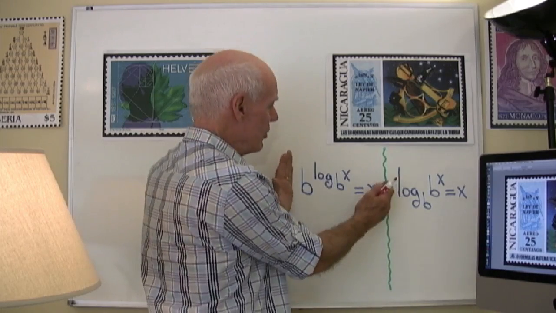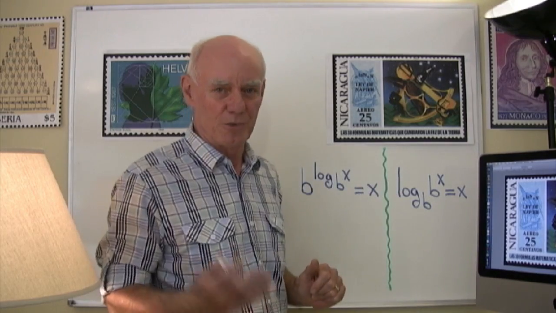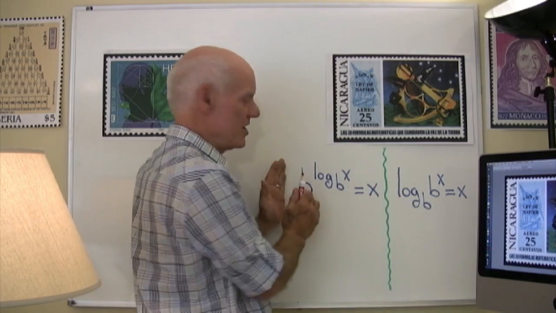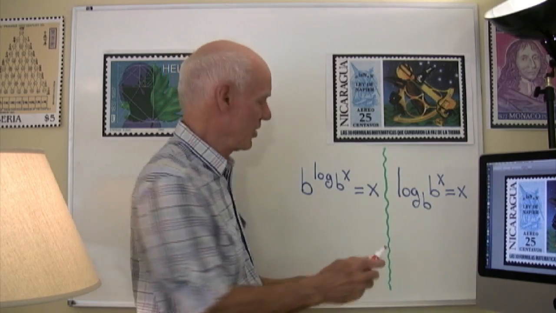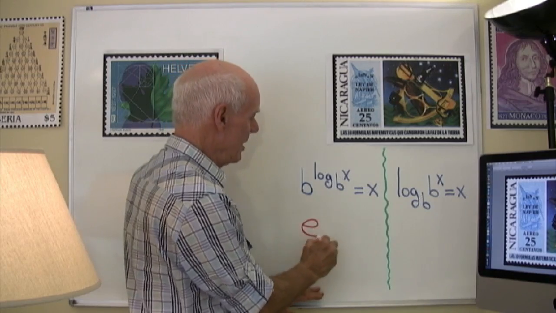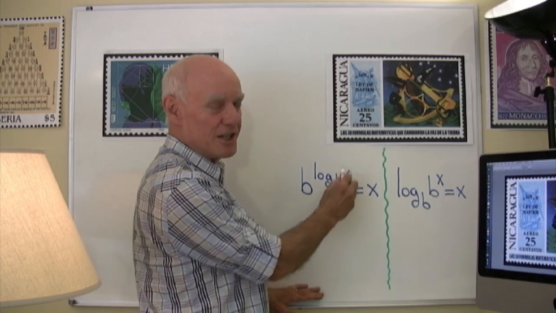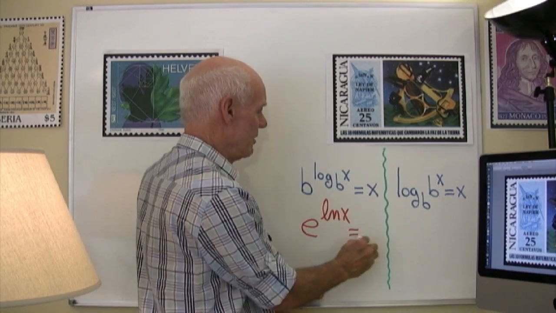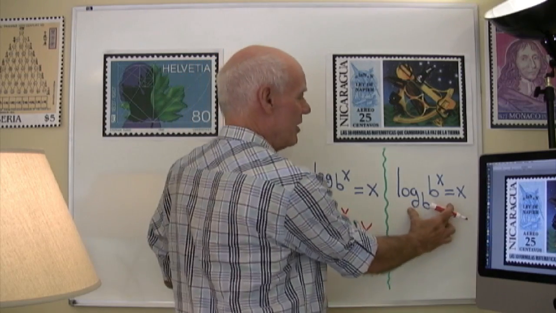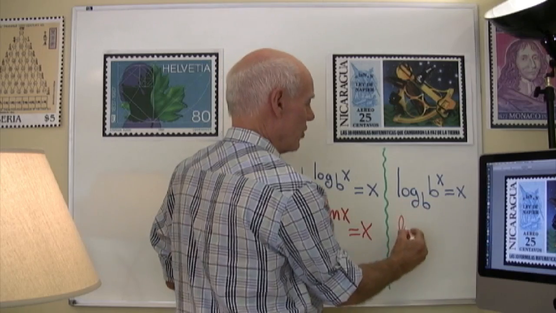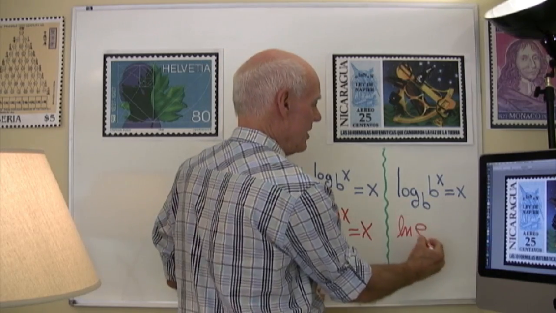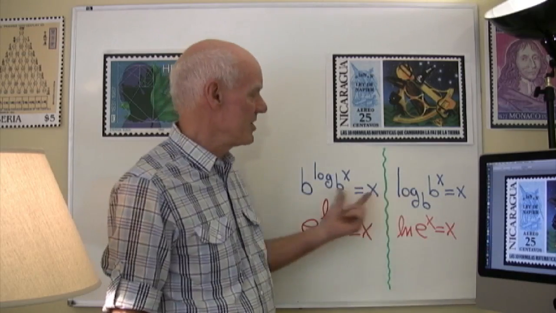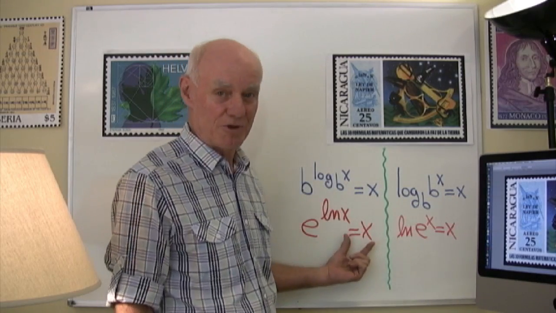But what I want to write for you here is the natural log equivalent. What if the base for this identity right here is base e instead of base b? What would it look like? Well, it would look like e to the logarithm base e of x, which we write as natural log x, is equal to x. And over here, this one would be natural log base e of e to the x is equal to x. So if I write each of these identities in terms of natural logarithms, they look like this.